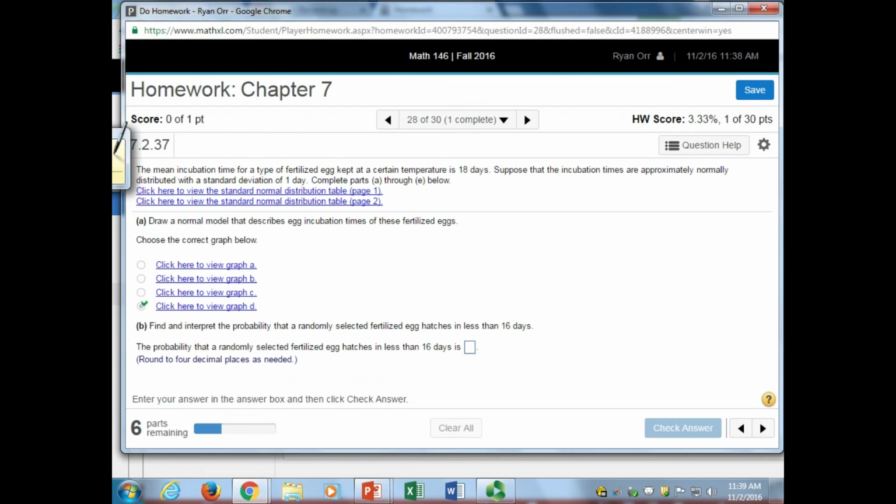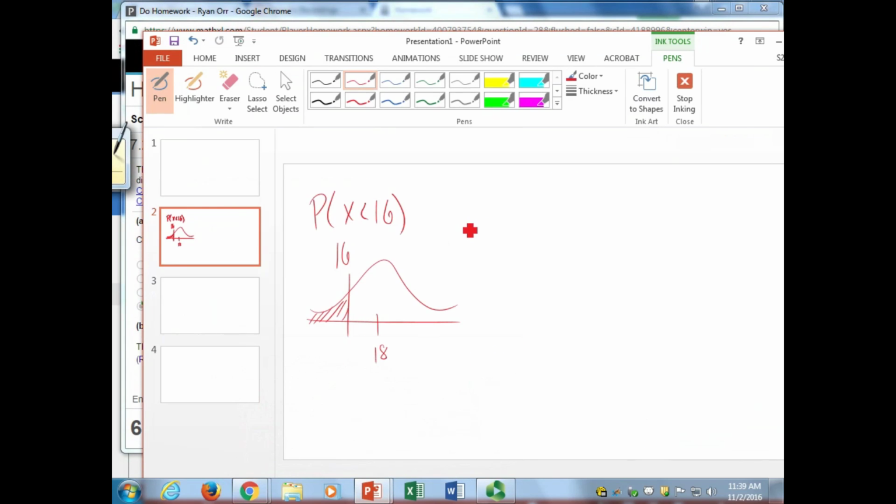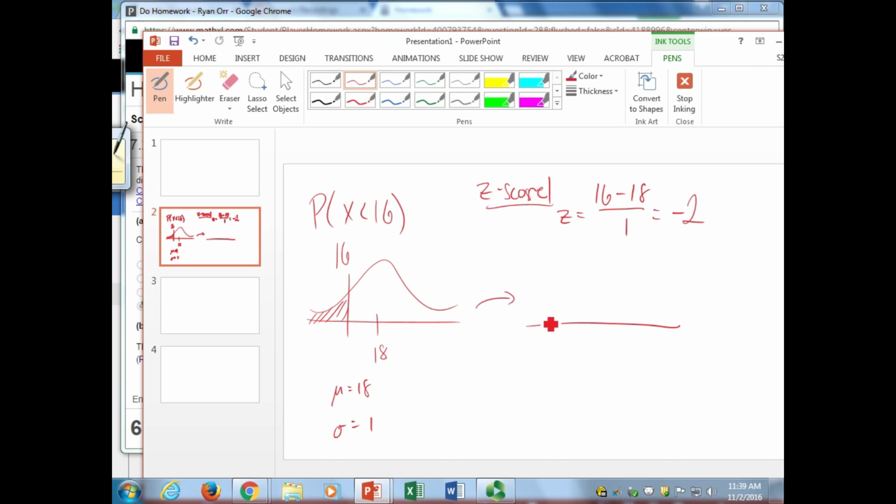So we need to get a z-score here. The z-score for this particular observation is going to be 16, that's the observation, minus the mean 18, over the standard deviation, which is 1 day. Because mu is 18, sigma is 1. So this z-score is going to be -2. So what I'm actually going to do is go to the z table and look up the probability of being less than -2.